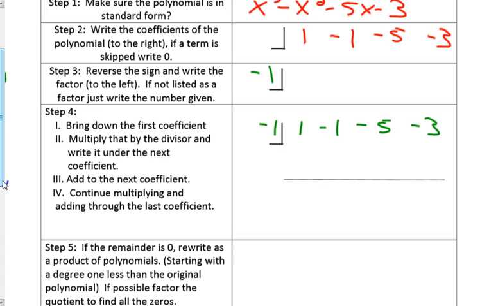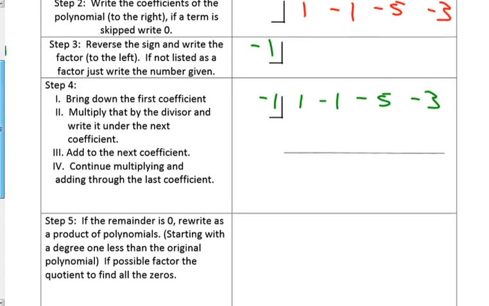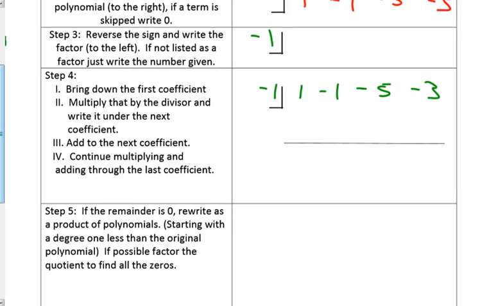Then you bring the x, right? I'm not doing anything with the x's yet. It says bring down the first coefficient. Bring down the first coefficient. My first coefficient was 1, so I'm going to bring it down. Now multiply the divisor and write it under the next coefficient. -1 times 1 is -1. This step is multiplication, and then I write it under the next coefficient.